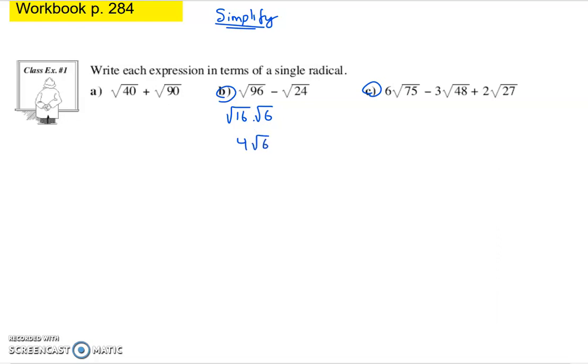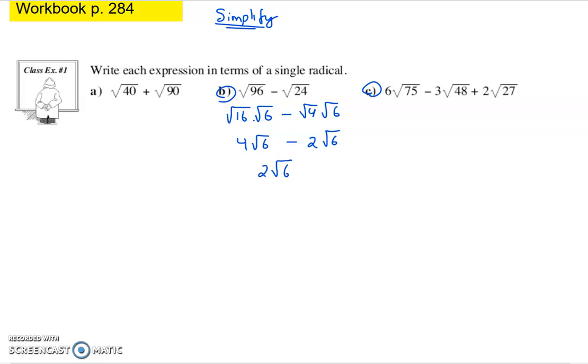I'm going to do the same thing now with root 24. So this has a negative sign, and then 24 can be written as root 4. Always write your perfect square first, times root 6. Root 4 ends up becoming a 2 root 6. Now you can see that these are two terms with the same radicand and index. So I'm going to take their coefficients and combine them. Positive 4 and negative 2 end up becoming 2 root 6.